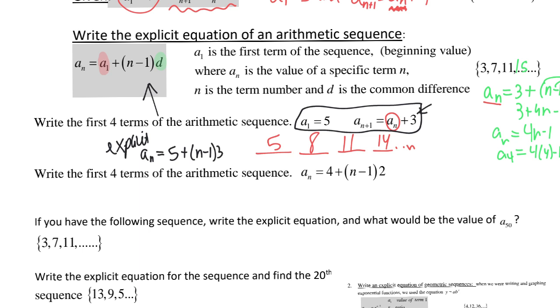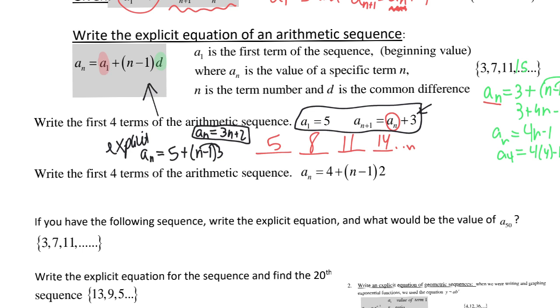And if you distribute this out, I'm going to write here a sub n is equal to, let's see, distribute this, you get 3n minus 3. So 5 minus 3 is going to be 2. So you're going to get 3n plus 2. So for this sequence on the right, you could use either formula to get you to the answers. And if I say, hey, can you look at this sequence or this expression or this recursive formula, can you write the explicit or vice versa?